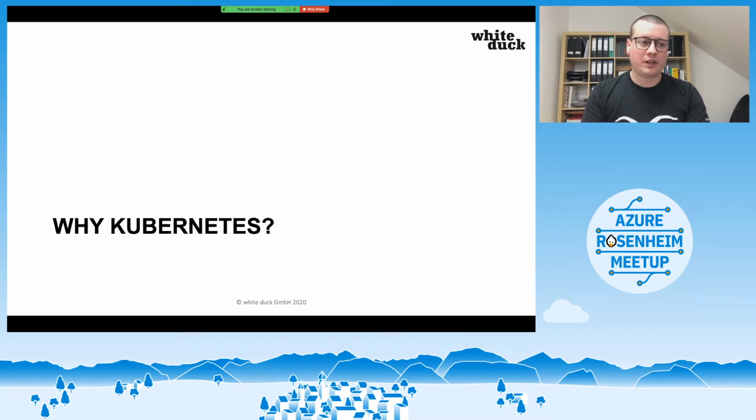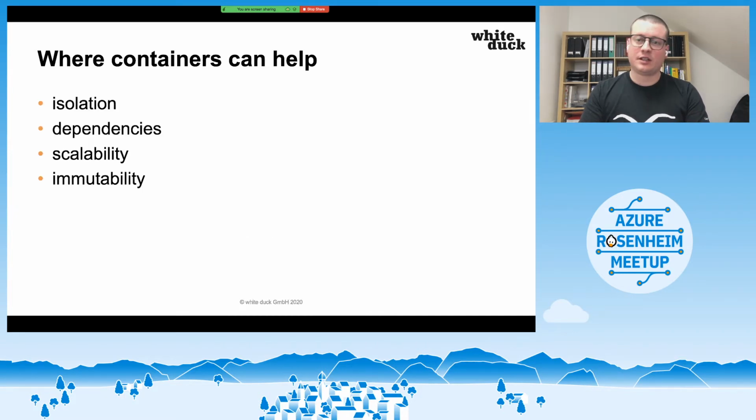Okay, so why do we need Kubernetes? So let's briefly talk about where containers can help or why we need containers. Containers, first of all, can help us with isolating our processes. So they help us to run multiple applications or multiple services next to each other on one node without any dependencies between them. So you can just run your instance and the instance itself doesn't care about any other instance or any other process or application next to it, which is pretty nice. So you can isolate your processes and only provide them the stuff they need.